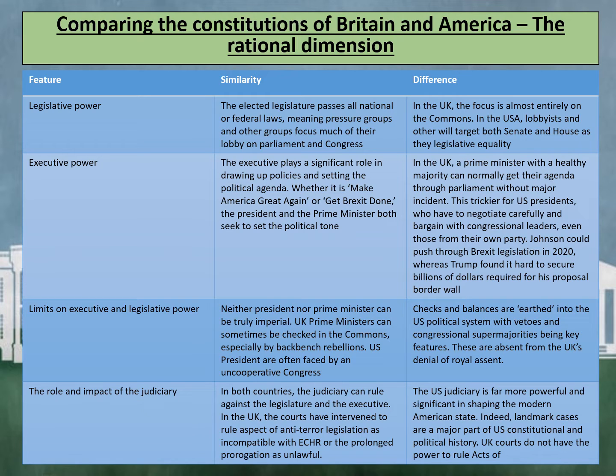We can also look at the role and impact of the judiciary. In both countries, the judiciary can rule against the legislative and the executive. In the UK, the courts have intervened to rule aspects of anti-terror legislation as incompatible with the ECHR, or the prolonged prorogation as unlawful. Whereas the US judiciary is far more powerful and significant in shaping the modern American state. Indeed, landmark cases are a major part of US constitutional and political history, whereas UK courts do not have the same power to rule acts of Parliament as unconstitutional.